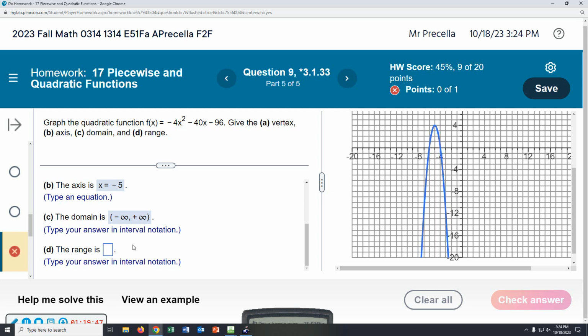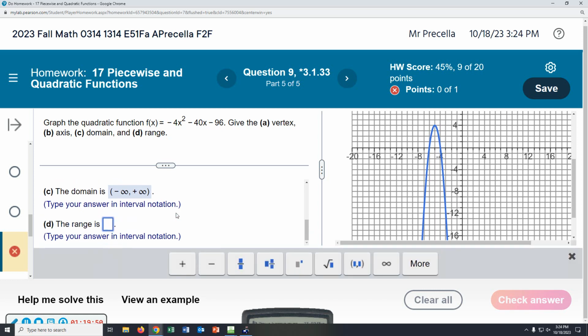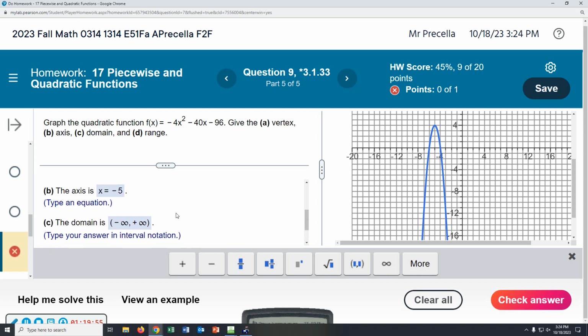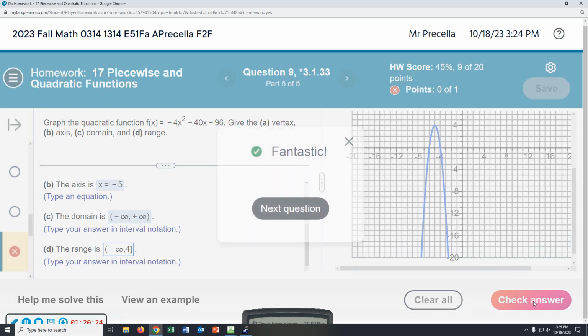Just type in the answer. 4 or smaller? Yes. I can't type that in. I meant negative infinity or positive 4. Negative infinity, comma, 4, bracket. That means the x values can be any number, but the y values, well, the biggest y value you'll ever get is 4, and then every number smaller than 4.